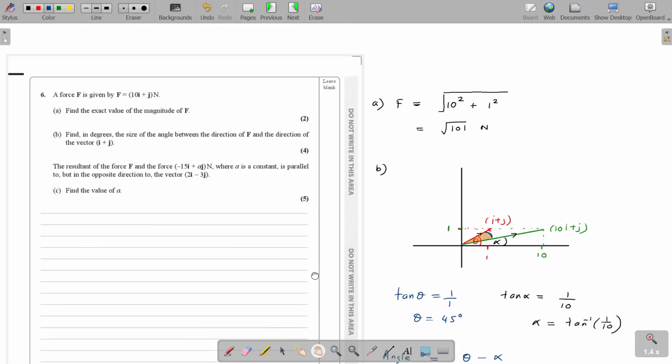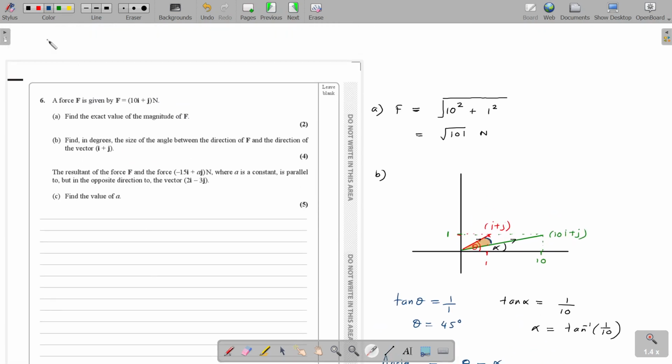Okay. Then they say here, in part C, the resultant of the force F and the force minus 15I plus AJ, where A is a constant, is parallel to, but in the opposite direction to the vector 2I minus 3J. Okay, so how does this work? They are saying the resultant. How do you get the resultant of two given forces? You have to add the given forces, right? If you take the resultant, you must add. So the resultant of the force F and the force minus 15I plus AJ is when you add.